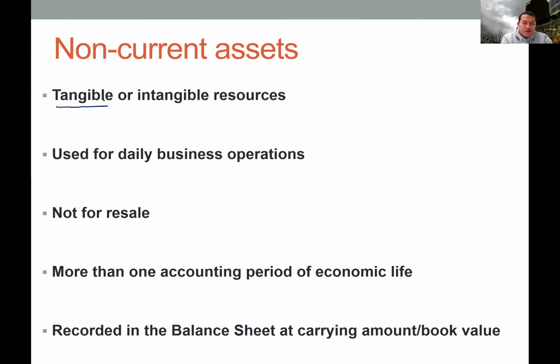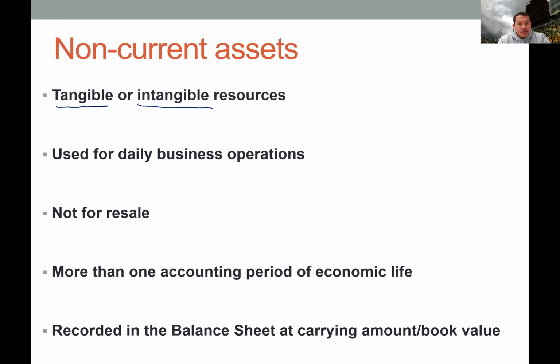And a non-current asset could also be an intangible asset. Assets like trademarks, patents, royalties, copyright, and goodwill could be intangible non-current assets. They are without physical form, but they have economic value. So it could be tangible or intangible.